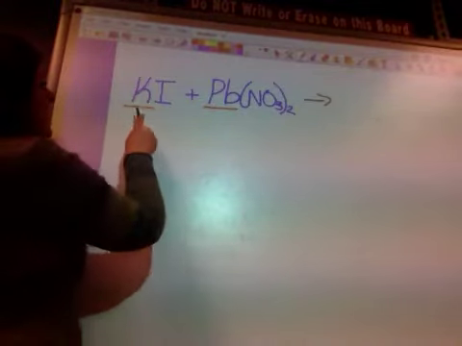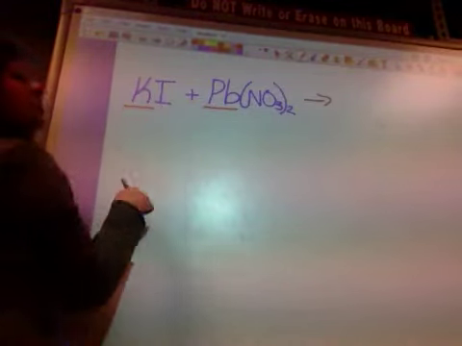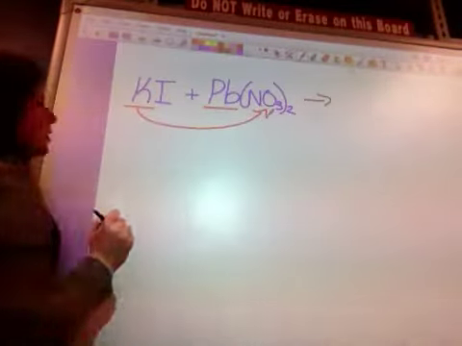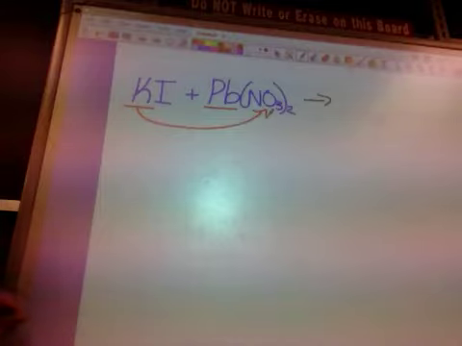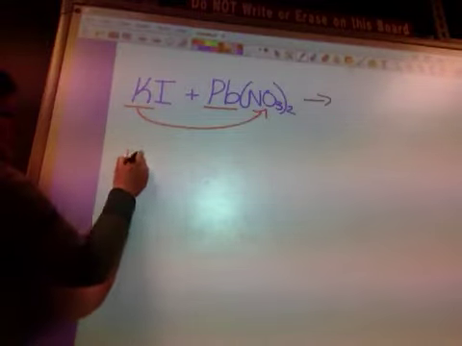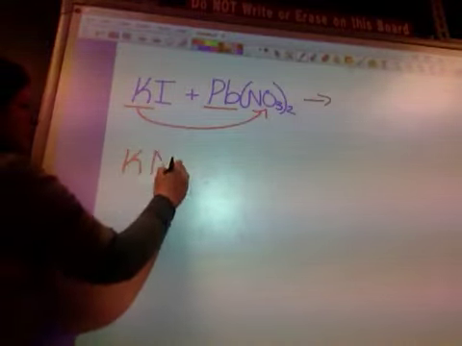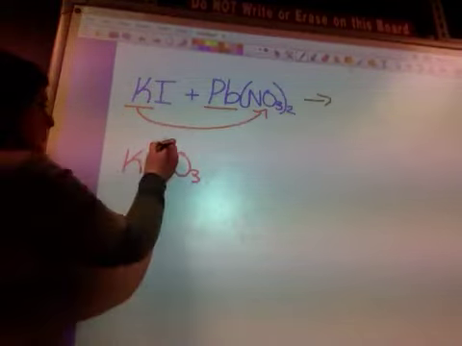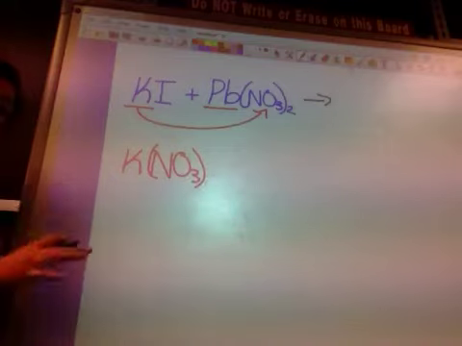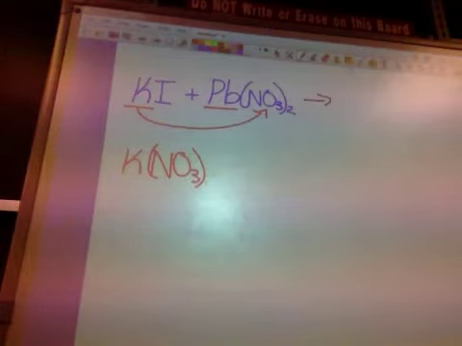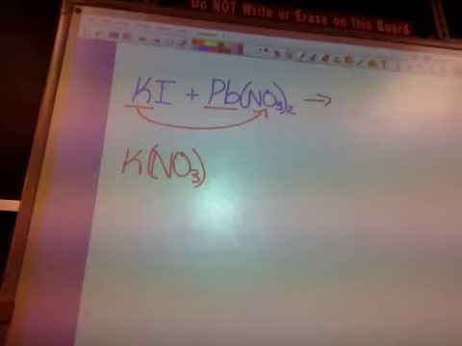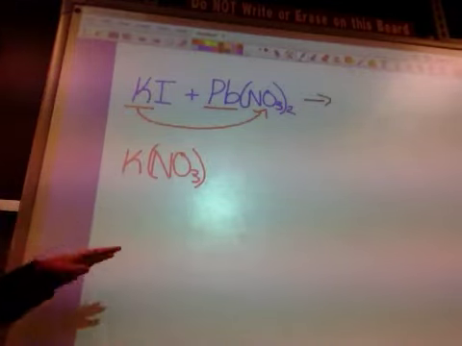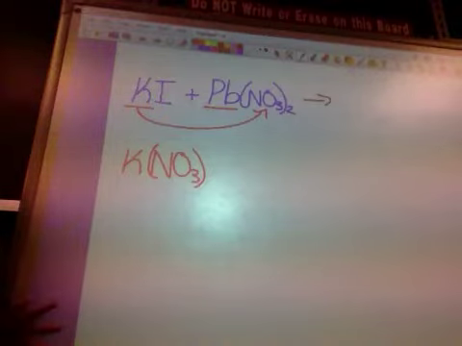So in this case, potassium was with iodine, but on the product side, potassium is actually going to swap partners, and it's going to pair up with nitrate. So I'm going to get potassium nitrate. And then I'm going to balance with those charges because I'm not done. I can't just write the symbols. I also have to balance with charges. So potassium has a +1 charge, nitrate has a -1 charge. So in this case, it's just going to be KNO3.